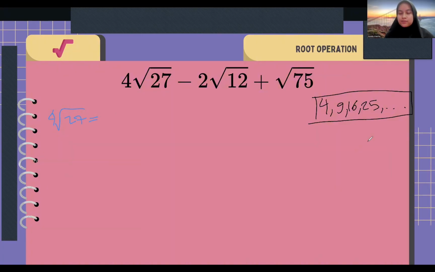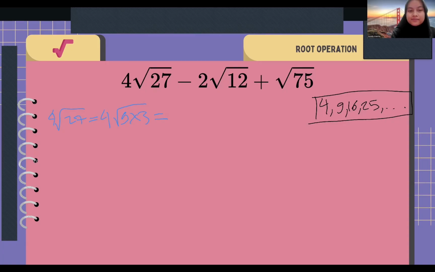From the perfect square numbers, we have to see, does 4 go into 27? Nope. Does 9 go into 27? Yes, because 9 times 3 is 27. So 4 times the square root of 27 equals 4 times the square root of 9 times 3. Because 9 times 3 equals 27, right?